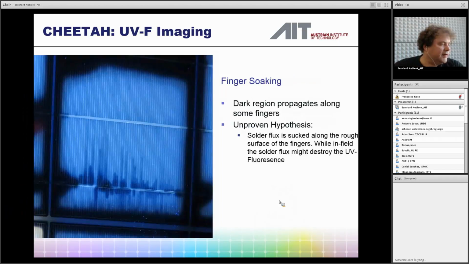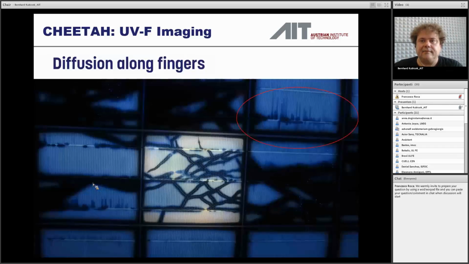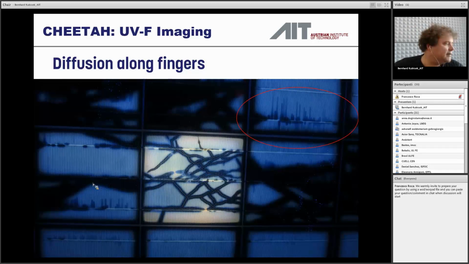What we've seen sometimes in the next slide is that from the busbars you have the fingers, and that some fingers, dark regions, will expand. My personal opinion, which I can't prove, however, is that some oxygen that might be next to the busbar or some solar flux is conducted in the fingers, because the fingers are quite rough. There's a picture in the next slide where you can see this region that we have pointed out in the whole module in the right top.